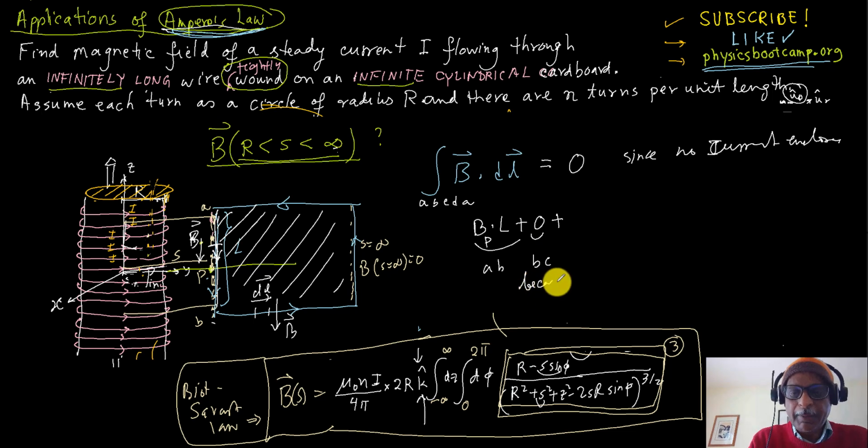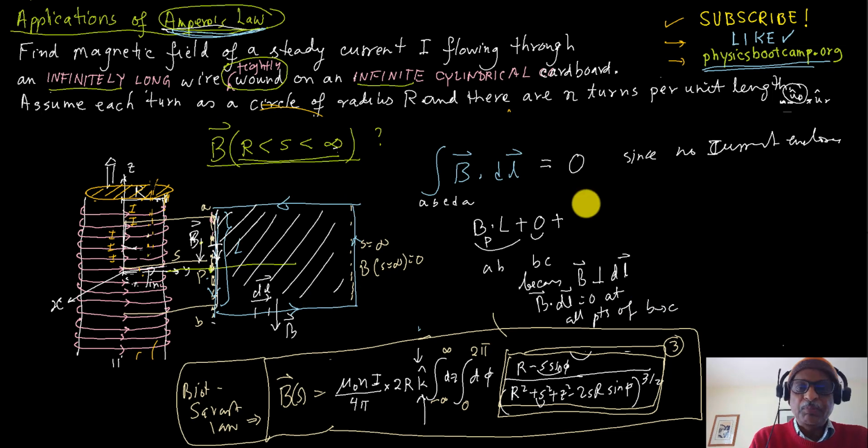And this is because B is perpendicular to DL. So the dot product is 0 at all points of the B to C path. A to B is 0 because B is 0 there. B at infinity is 0.